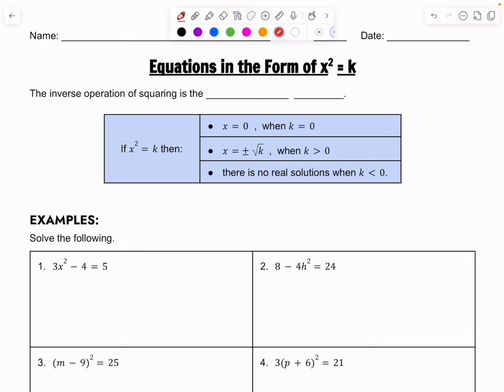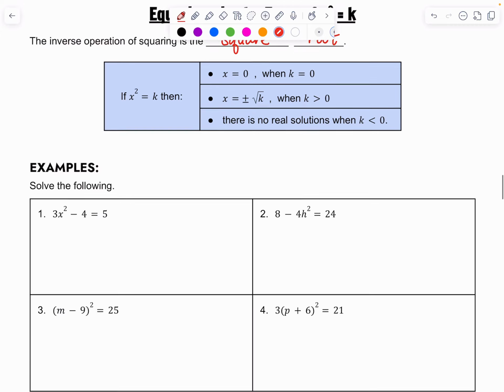Hello, today we're going to talk about equations in the form of x squared is equal to k. So the first thing that we need to review is that the inverse operation of squaring is the square root. And if x squared is equal to k, then x will be equal to 0 when k is equal to 0. X will be equal to plus or minus the square root of k when k is greater than 0. And there is not going to be any real solutions when k is less than 0.